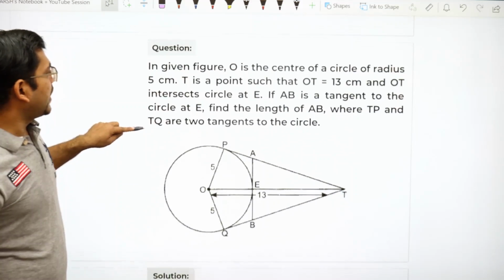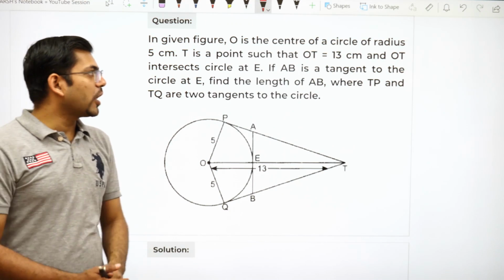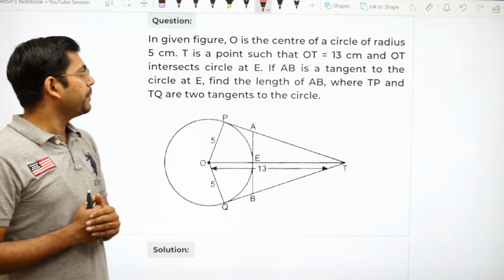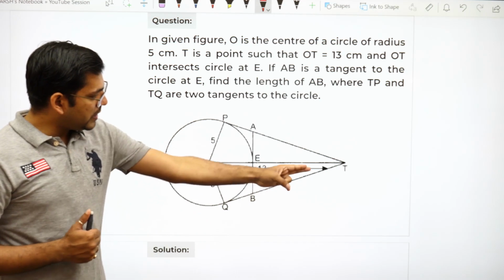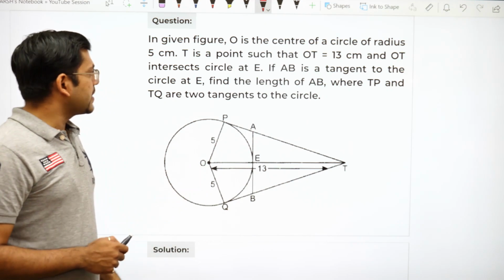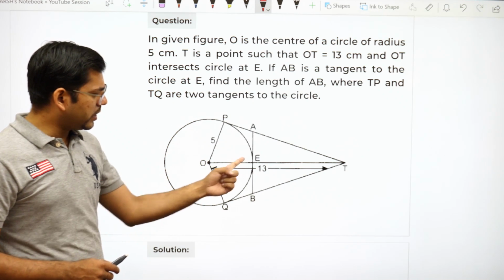Here goes the next question, guys. In the given figure, O is the center of a circle of radius 5 centimeter. O, 5 centimeter radius. Okay. T is a point such that OT is equal to 13. That's nice. And OT intersects circle at E. Okay, circle at E.